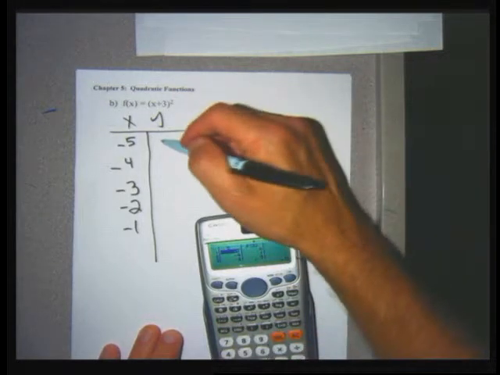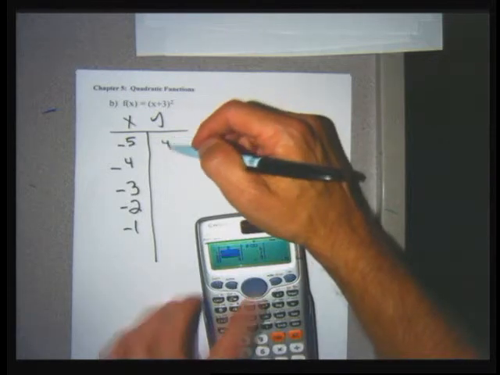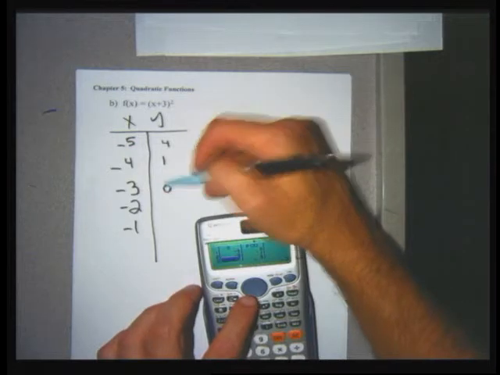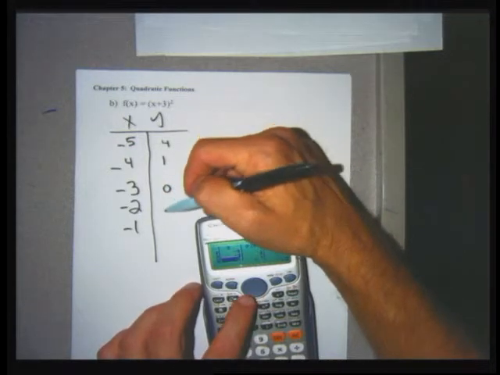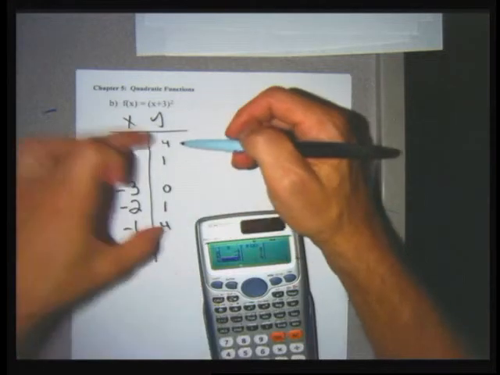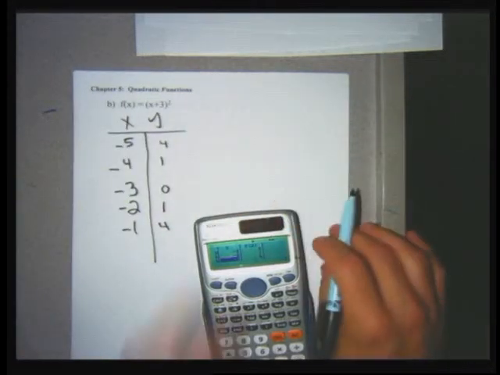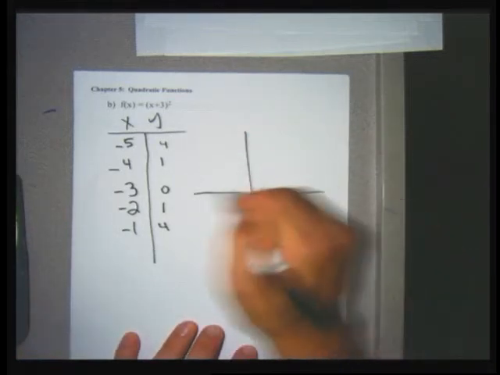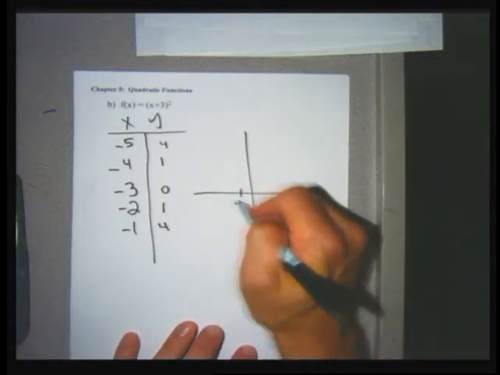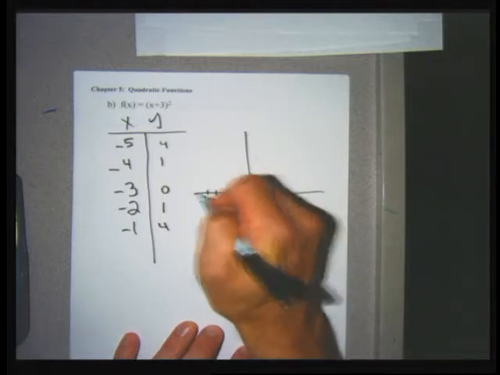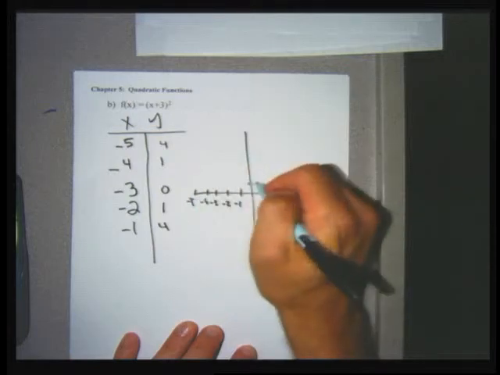The first point is the point -5, 4. The second point is the point -4, 1. The third point is the point -3, 0. Then -2, 1. And -1, 4. Again, if you get that lovely duplication in your y's, you know you have a good table. So I need to get out to -5. So -1, -2, -3, -4, -5. I only need to get up to 4.